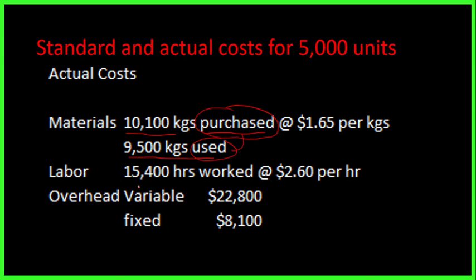For your direct labor, they used 15,400 hours at 2.6. And then for the overhead, these are their costs: 22,800 for the variable and 8,100 for your fixed overhead. Now, let's compute for your variances.